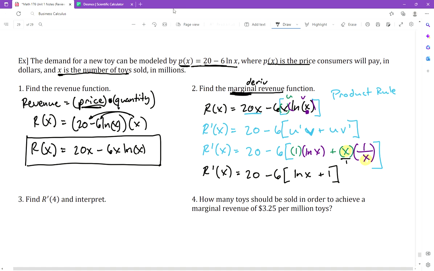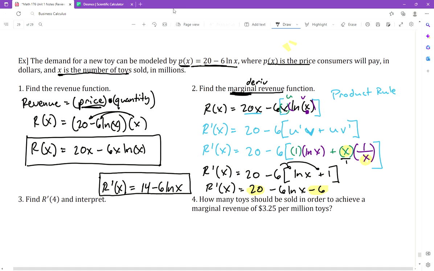Okay, and then let's distribute the -6 now. So we have r prime of x is equal to 20 minus 6 ln of x minus 6. And then I needed just one more line, but I think it's fine if we write it to the side. So 20 minus 6 is 14. So we can write this as, well, let's put it to the left. R prime of x is 14 minus 6 ln of x. Okay, so that's the answer for number 2. I just needed one more line. Okay, so that's our marginal revenue.